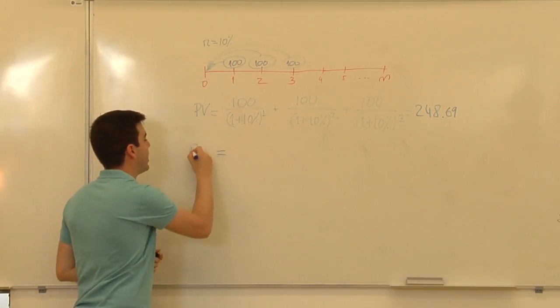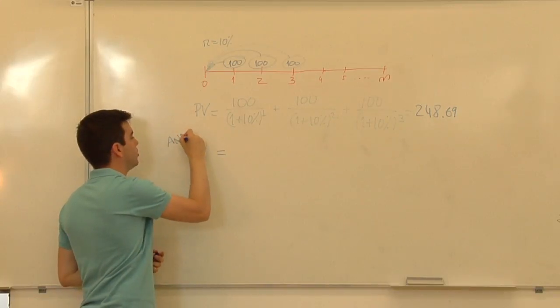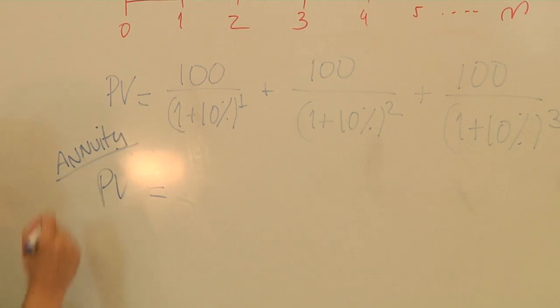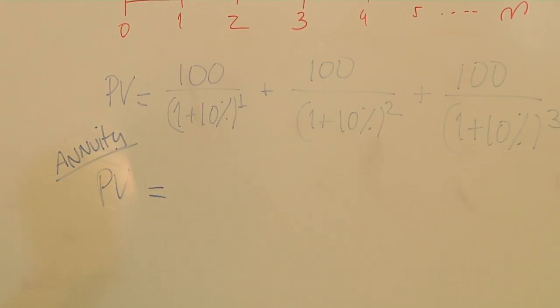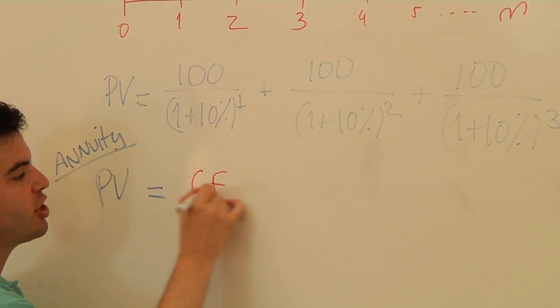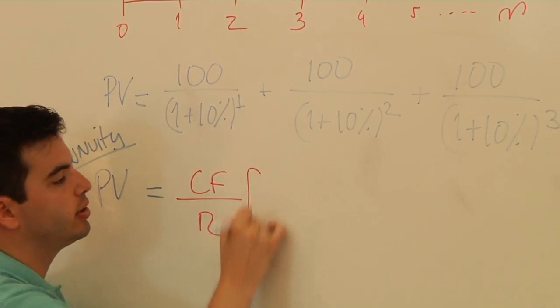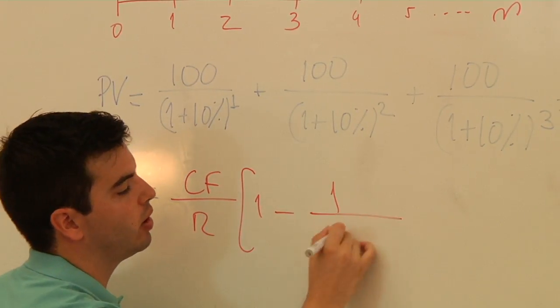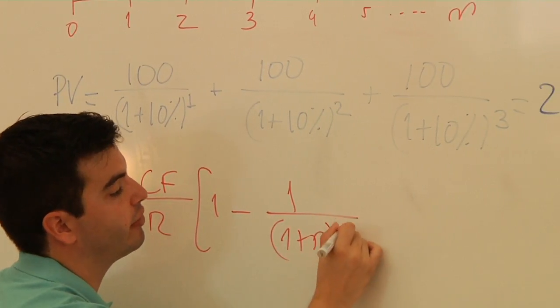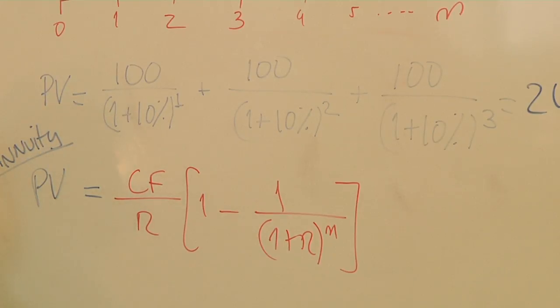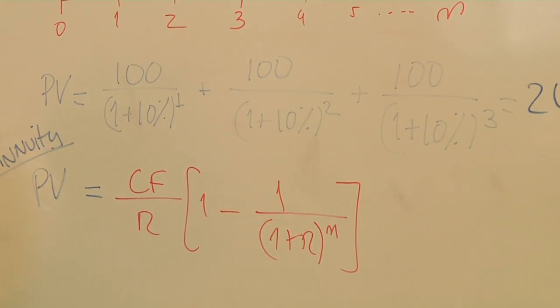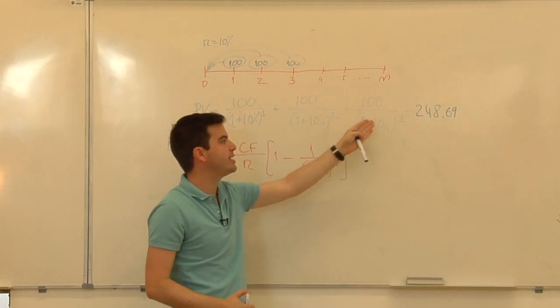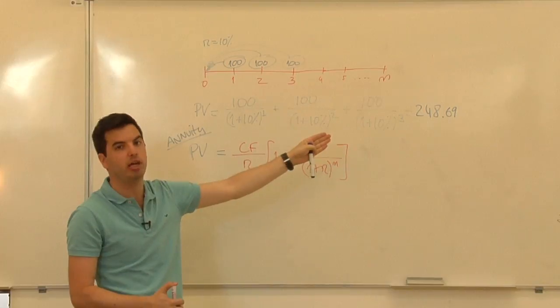And now we will look at the annuity formula. The annuity formula will be equal to this: cash flow divided by R times 1 minus 1 plus R to the power of N. And this is the annuity formula. As long as you have a stream of constant cash flows for N years, you just apply this formula and you will get the same result as you would have if you discounted it individually.